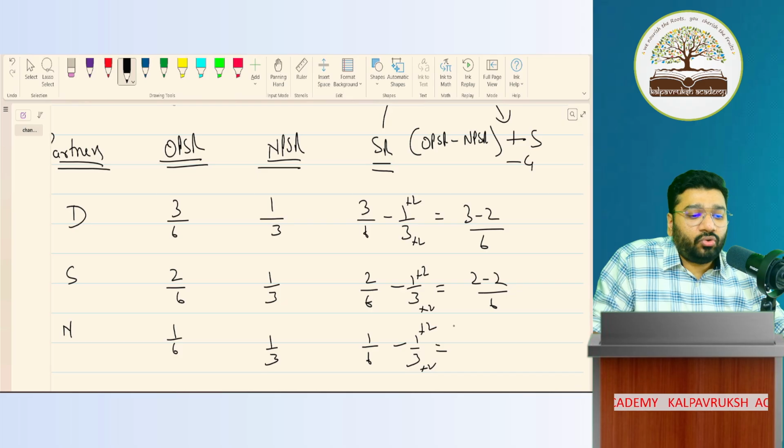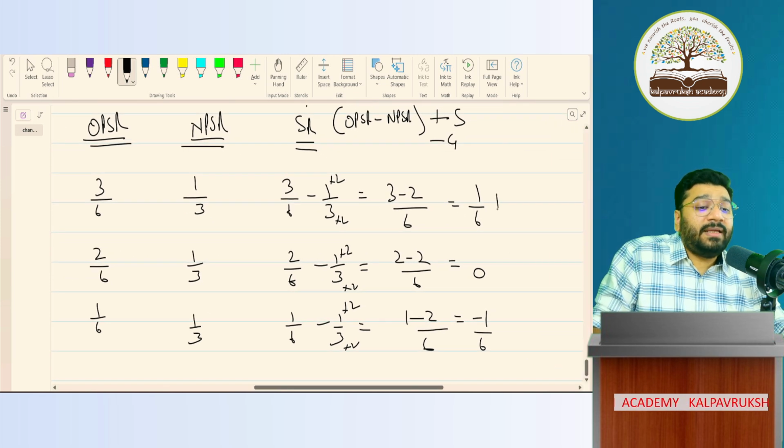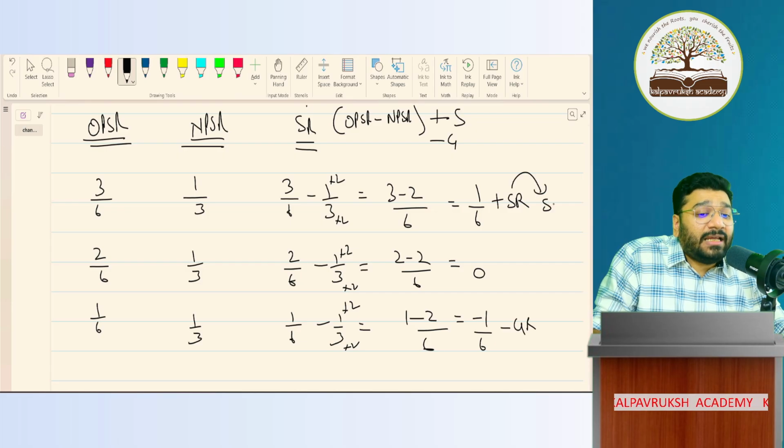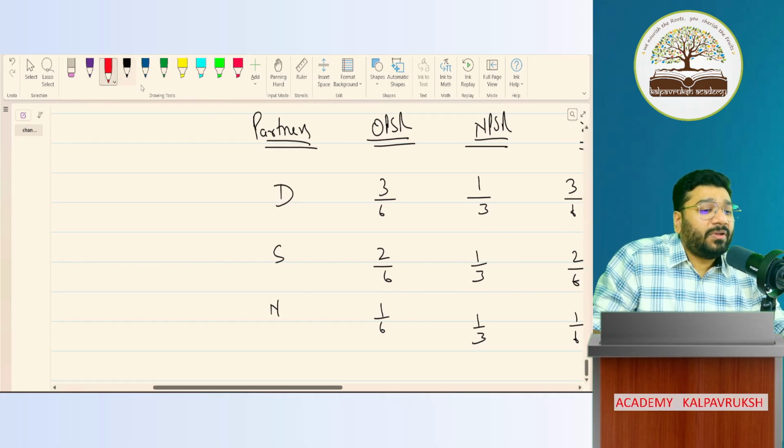Into 2 into 2. So 1 minus 2/6, the answer is 1/6. 0 minus 1/6. Positive means sacrificing ratio. Negative means gaining ratio. Sacrificing ratio means this partner is the sacrificing partner and this partner is the gaining partner. Who's the sacrificing partner?